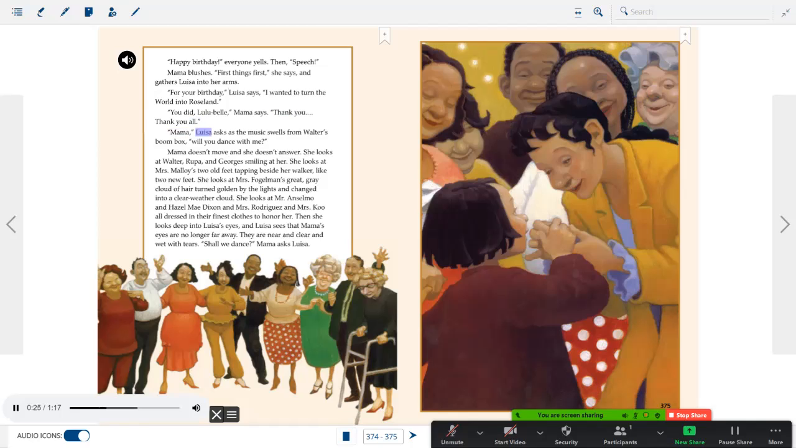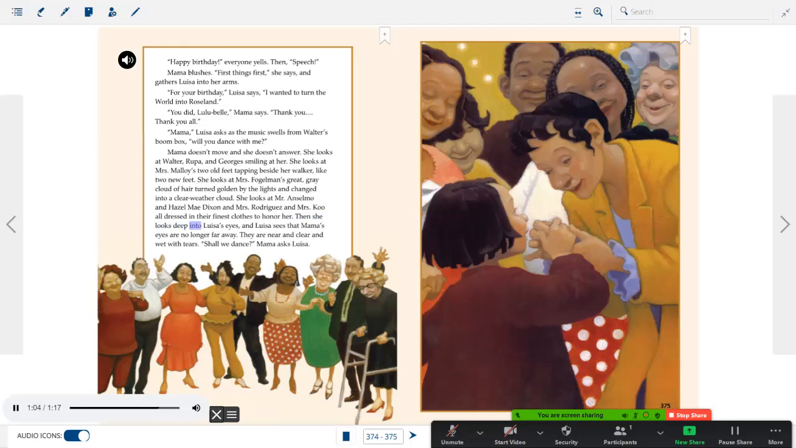"Mama," Louisa asks as the music swells from Walter's boombox, "will you dance with me?" Mama doesn't move, and she doesn't answer. She looks at Walter, Rupa, and Georges smiling at her. She looks at Mrs. Malloy's two old feet tapping beside her walker, like two new feet. She looks at Mrs. Fogelman's great gray cloud of hair turned golden by the lights and changed into a clear weather cloud. She looks at Mr. Anselmo and Hazel May Dixon and Mrs. Rodriguez and Mrs. Koo, all dressed in their finest clothes to honor her.